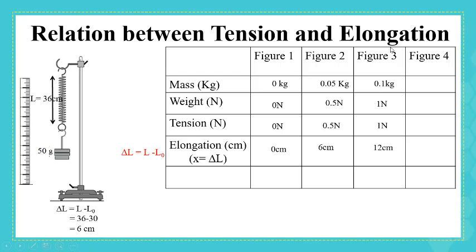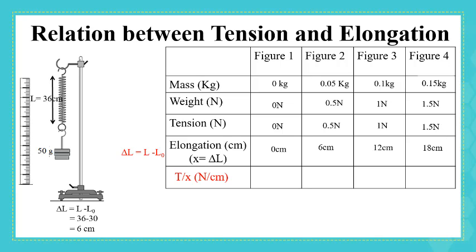Now let's add another mass. We can find now the weight, multiply it by 10, then it's 1 Newton. Tension is equal to 1 because it's equal to the weight. Elongation is equal to 12 centimeter. Also we add another mass. It is now 0.15 kilogram. We find the weight, tension, and the elongation.